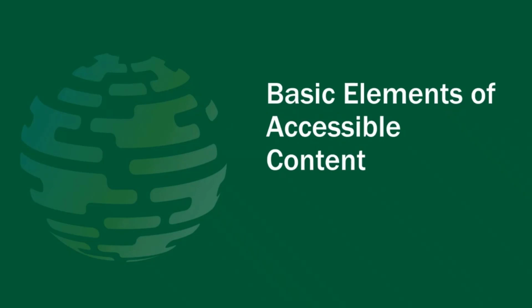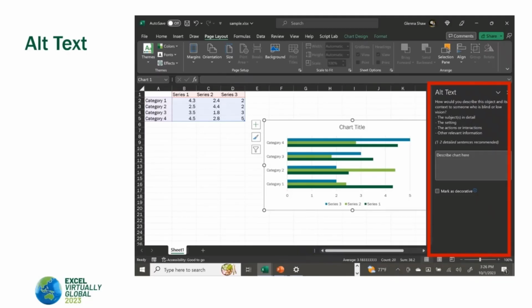So let's talk about the basic elements of accessible content. While a picture may be worth 1,000 words, that old adage doesn't work so well if you have visual limitations. Alt text, also known as descriptive text, is designed to mitigate this limitation. Any visual objects, including pictures, charts, and interactive objects such as slicers, should have alt text applied to them.